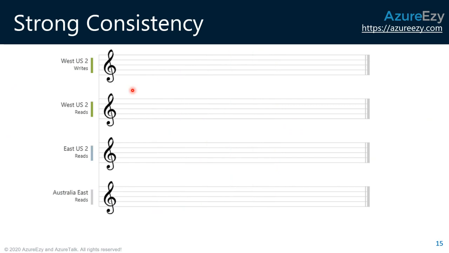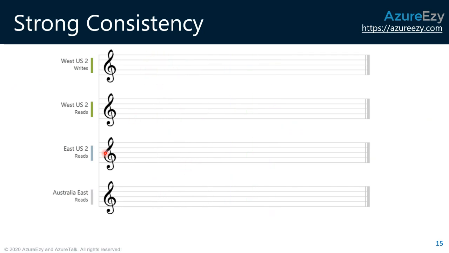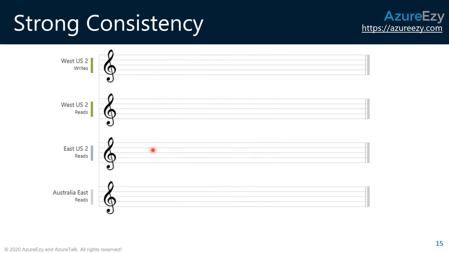What is the meaning of this word? You'll find what I was saying: red, red, red, and blue, blue, blue. This means the order of the operations is preserved. It's not like red is updating here, but this guy is reading blue. So the order is preserved and the reads are guaranteed to return the most recent version of the item in the database. That is strong consistency.